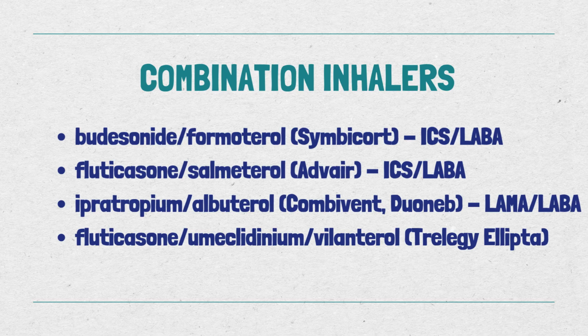Then we have ipratropium and albuterol, which is Combivent or DuoNeb, which is a short-acting muscarinic antagonist and a beta agonist. And then we have our triple combo, which is fluticasone, umeclidinium, and vilanterol. And that is an ICS LAMA LABA.